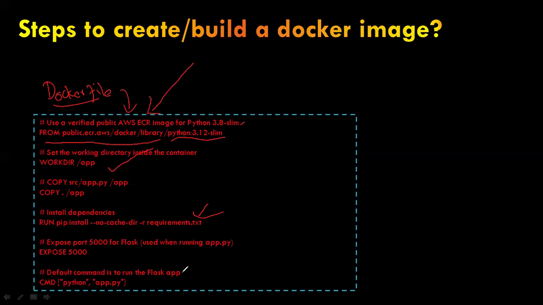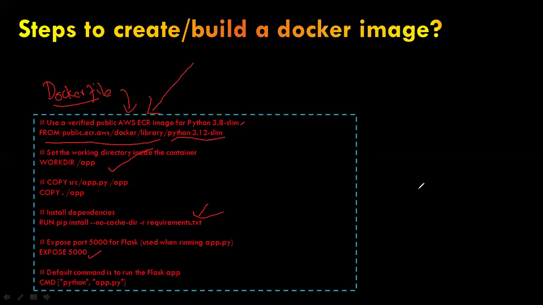The next one is EXPOSE 5000. What is expose 5000, guys? This is like, I will use port 5000 for communication. And also remember, the Flask app by default runs on port number 5000, so we need to expose it. When we expose it, and we run the container, our app can be accessed by a web browser or API calls.